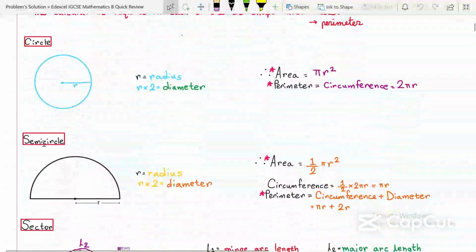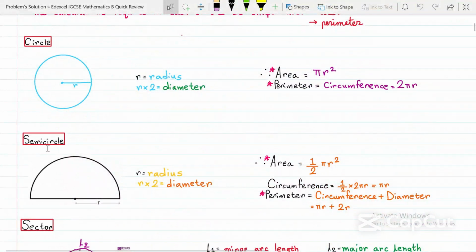So the second 2D shape is semicircle. A semicircle is basically the half part of the circle. Here this is also the radius, and if you multiply r by 2, this becomes diameter. The semicircle's area is basically half of the area of the circle, therefore half pi r square. The circumference of the semicircle equals half into 2 pi r, so that means pi r, and the perimeter of the semicircle is basically circumference plus diameter, so therefore pi r plus 2 r.